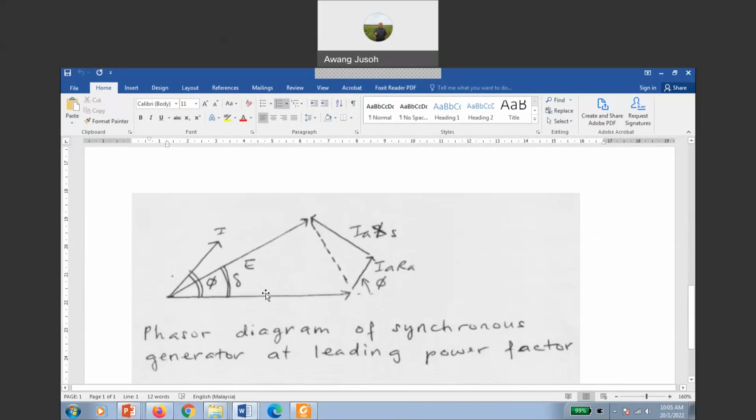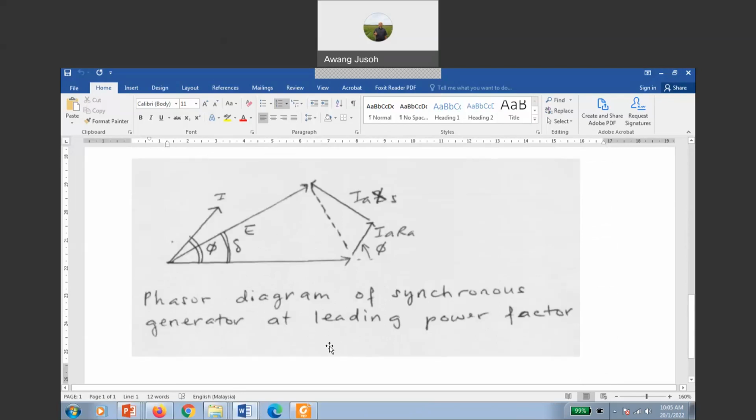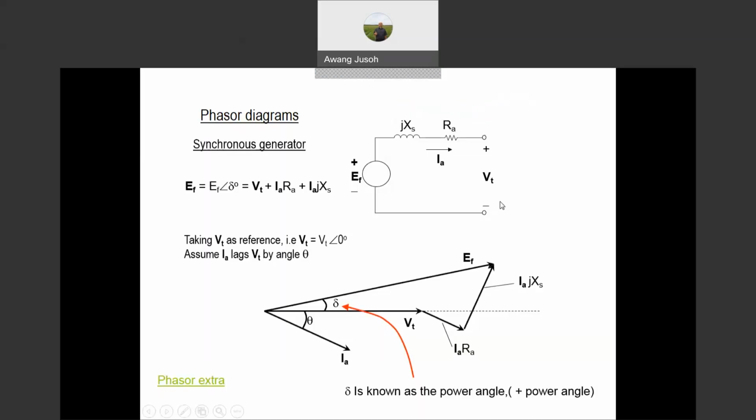So for example, this is V, this is IA, now leading by theta degrees. And then you can do the same thing: IARA, IAjXS, and you get this E. Still, delta is positive. So for a synchronous generator, the power angle must always be positive. If you got a negative angle in your plot, something is wrong. Okay, I hope this is very clear for you.